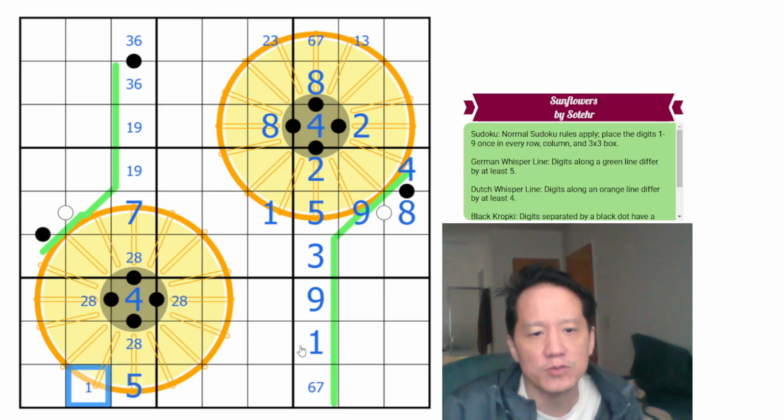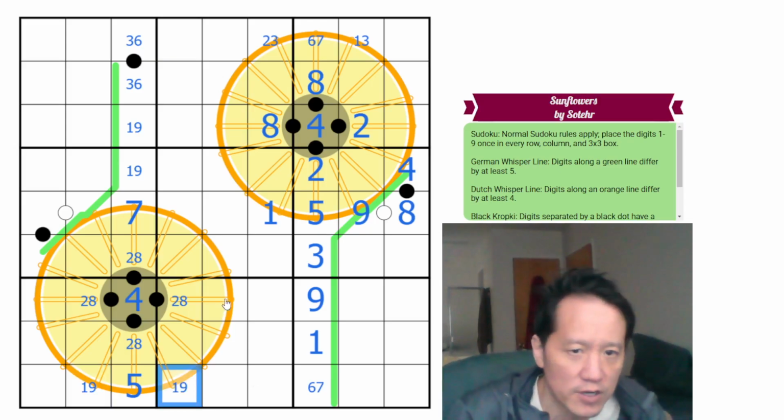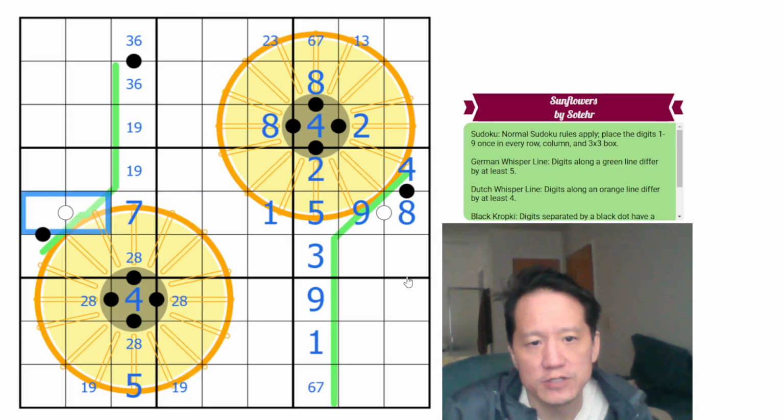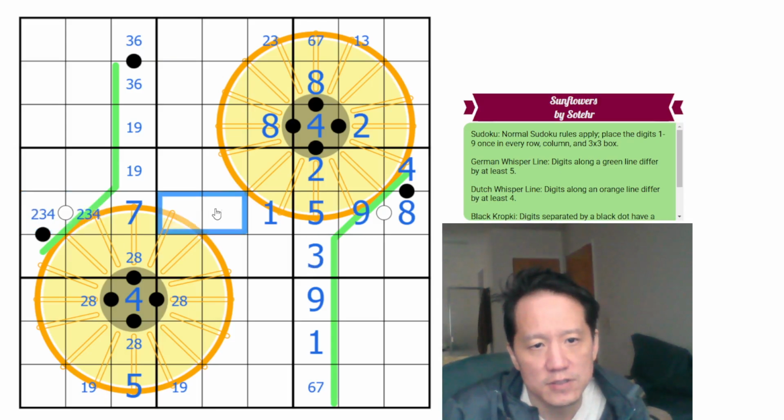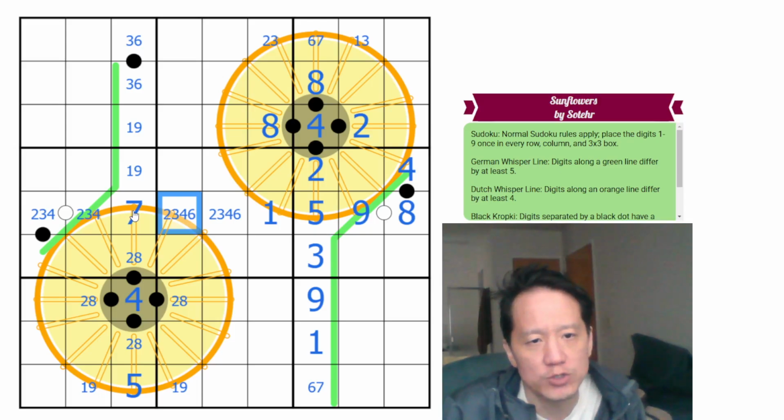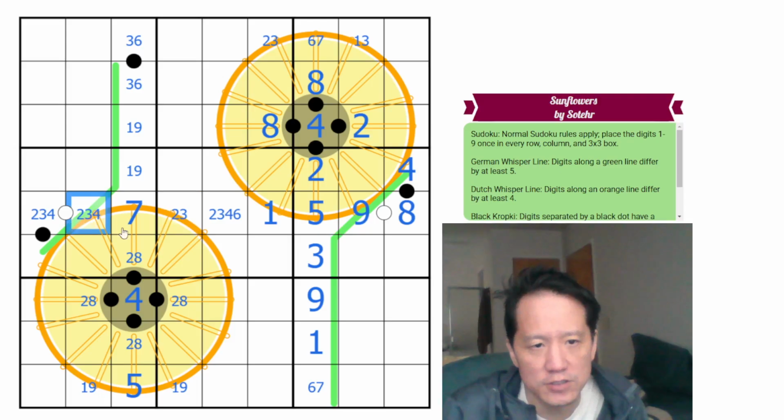And 5 can only be next to 1 or 9 on a Dutch whisper line. The remaining digits here are what? 2, 3, 4, and 6. Well, 6 cannot be consecutive with 2, 3, or 4. So 6 can't be here. And 6 cannot be next to a 7 on a Dutch whisper line. Neither can 4, actually. So this can't be 4. This, then, has to be a 4. Which means this has to be 3 to be consecutive with it. This must be a 2, and this must be a 6.